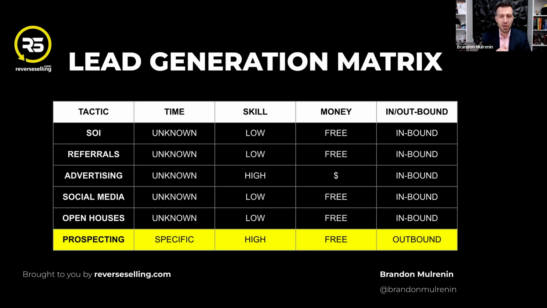50% of all of our closed transactions come from our sphere of influence, but it was an inbound, meaning we didn't do anything outbound to generate Uncle Bob calling us. They just knew we were in real estate and he reached out. The next is referrals. Referrals, again, timeline. We don't know what the conversion timeline is. It doesn't take that much skill for somebody to refer you to somebody. It's free and it's an inbound thing.